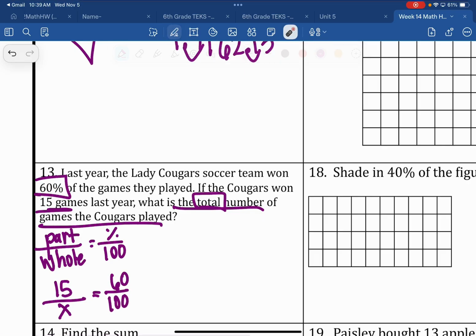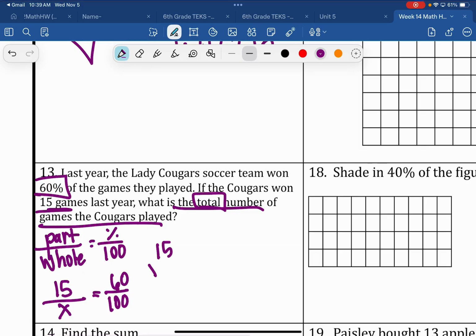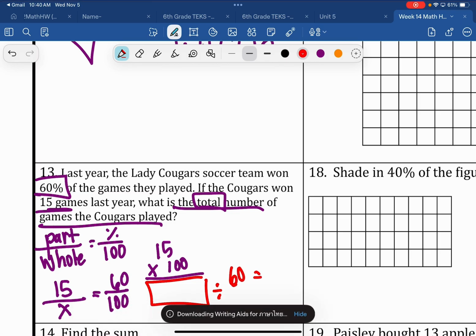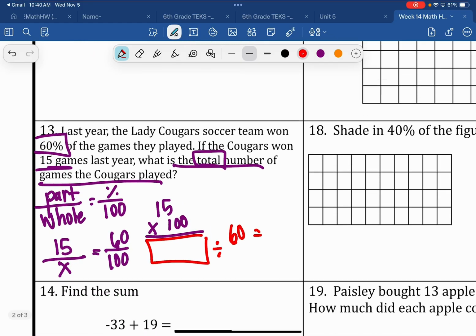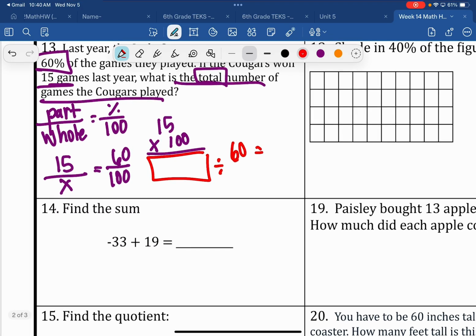So whatever's missing is what you divide by, right? So I do 15 times 100, and then that answer is going to be divided by 60 for your answer. Okay? So you've got to finish it. That's not the end of it.